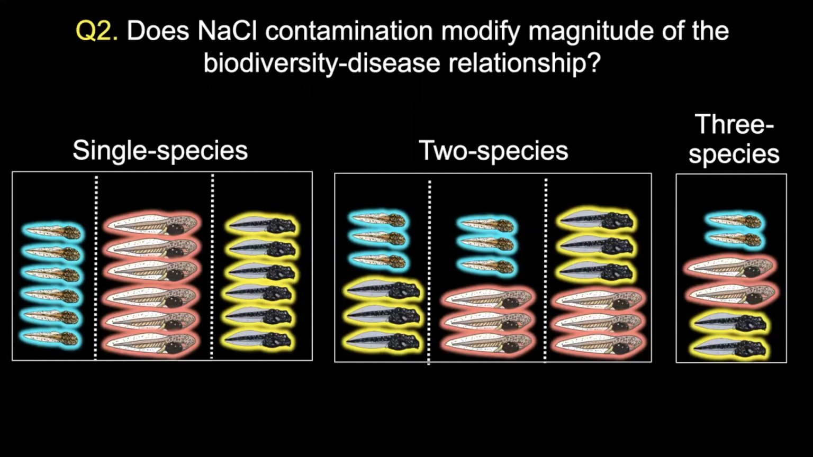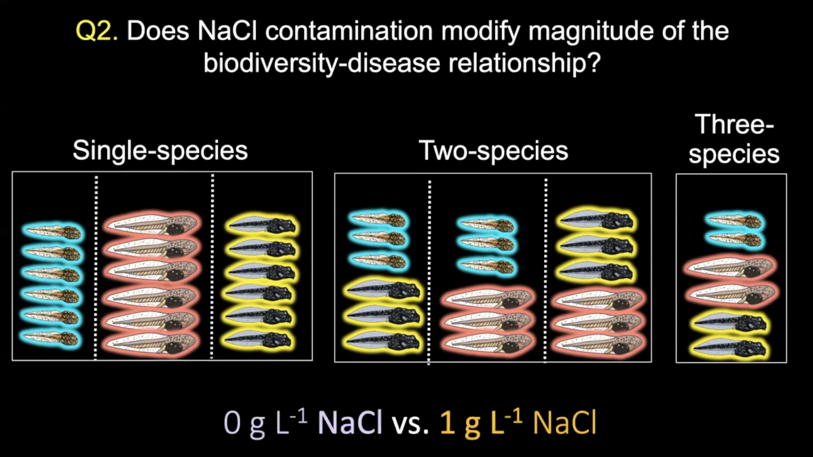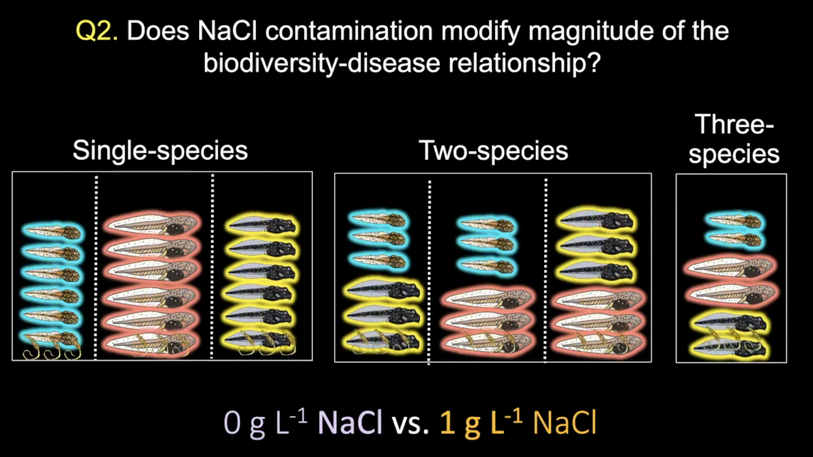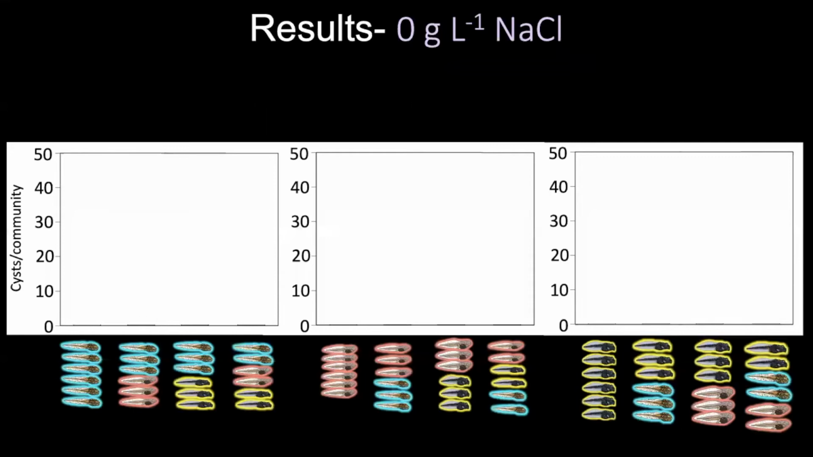One thing to point out, while we manipulated the number of species in the community, we kept the number of tadpoles consistent at 6. After generating these communities, we reared them in either salt or no salt environments, added trematodes, and then counted how many successfully encysted. On this data slide, I'll be showing results from the communities that were not exposed to salt.